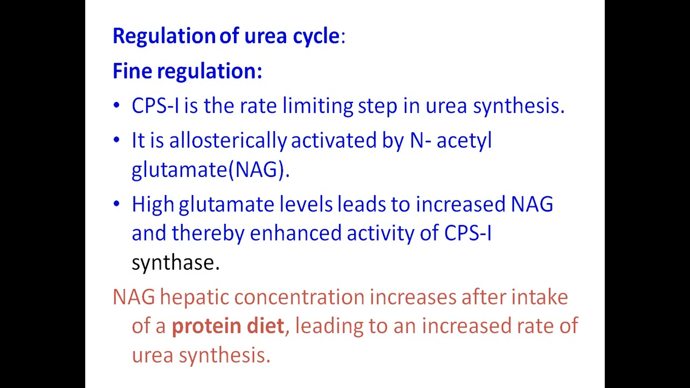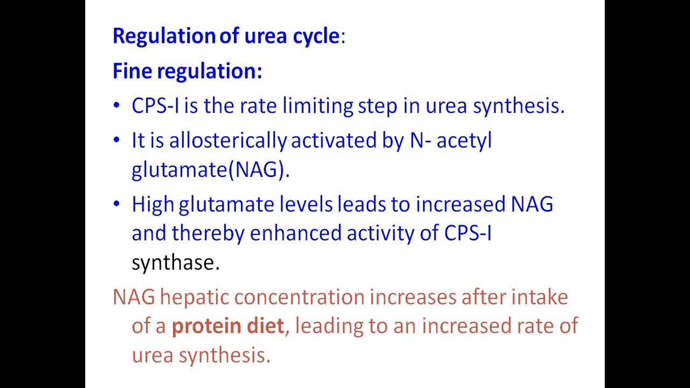Now coming to the regulation of the urea cycle. How is this urea cycle regulated? CPS1 is the rate limiting step in urea synthesis. Carbamoyl phosphate synthase 1, of the first step of the urea cycle, is the rate limiting enzyme of the urea cycle. It is allosterically activated by N-acetylglutamate. So CPS1 activation requires N-acetylglutamate. The availability of N-acetylglutamate is required for the activation of CPS1.